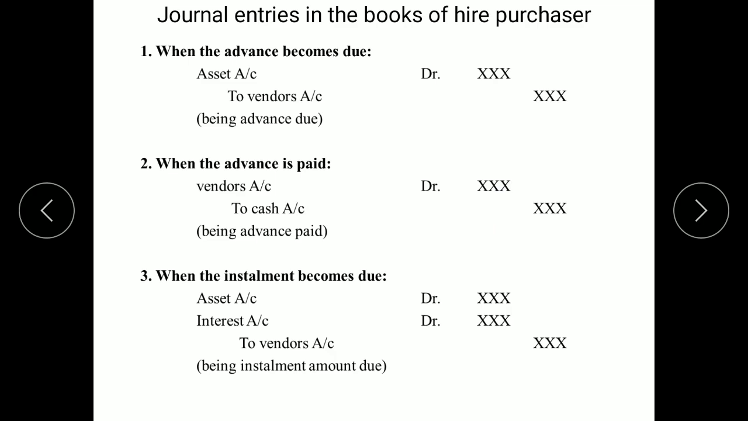The third journal entry is when the installment amount becomes due. So the journal entry is asset account debit, interest account debit to vendor's account. So here asset account will be debited with the amount of principal payable in the current year, interest account with the interest payable in the current year. To vendor's account means here it will show the total installment amount, that is principal plus interest for that year, will be the installment amount of the current year.